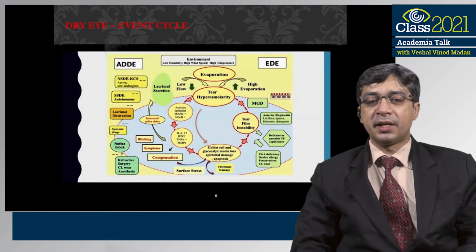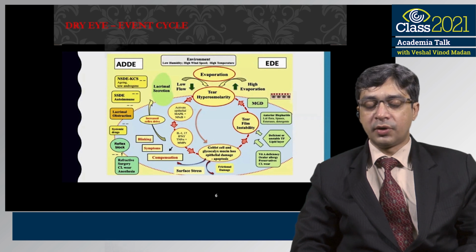This is an event cycle where you can see that there is a gross circulation of inflammatory markers which result in dry eye, and inflammation and dry eye conditions in the eye are directly related and cyclic in nature.